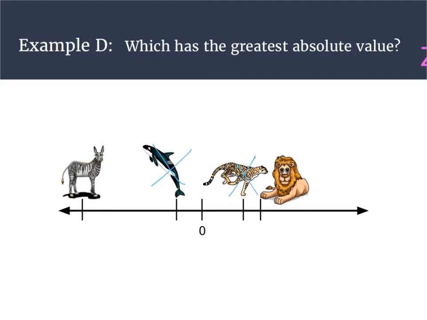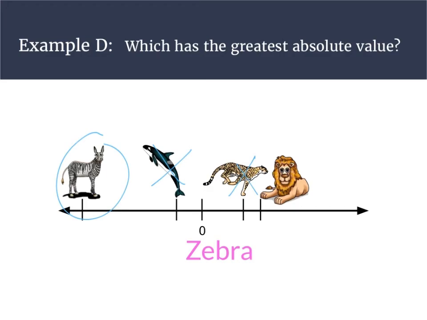And again, I'm not looking for the number with the largest value. The lion has the largest value. It is in the positive territory. However, I'm not talking about which one has the largest positive value. I'm looking for the one with the greatest absolute value, or the one that has the greatest distance from 0. And in that case, that is my zebra, because it is the furthest away from 0 on my number line. So zebra is the correct answer.